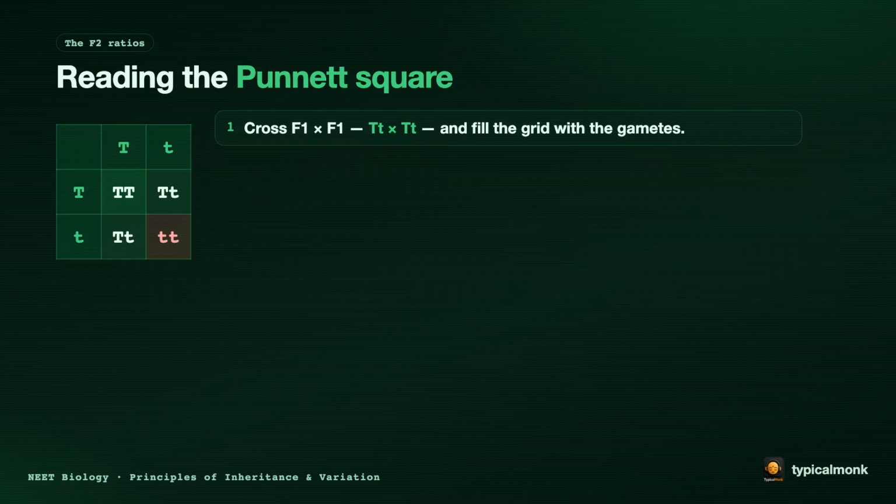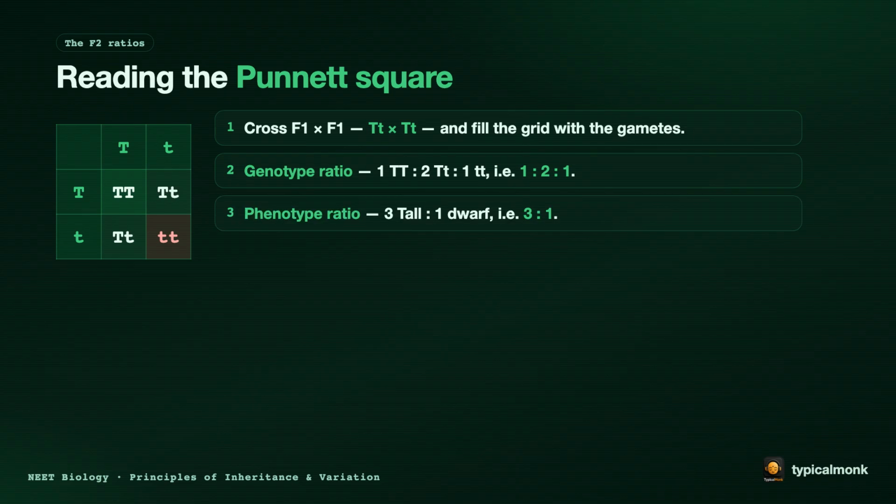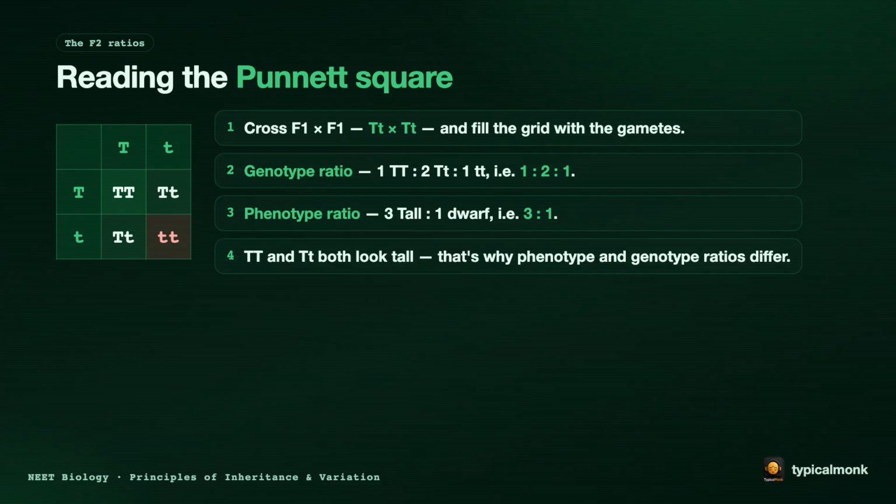Now let's read the F2 ratios from this Punnett square. Cross F1 with F1, Tt with Tt, and fill the boxes with the gametes. The genotype ratio 1 TT, 2 Tt, 1 tt, that is 1 to 2 to 1. The phenotype ratio 3 tall, 1 dwarf, that is 3 to 1. TT and Tt both look tall, and that is why the phenotype and genotype ratios are different.